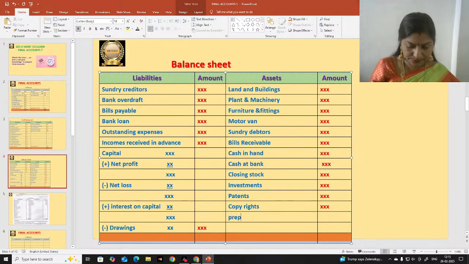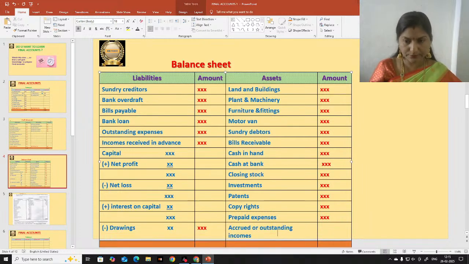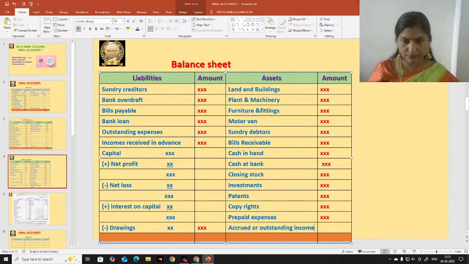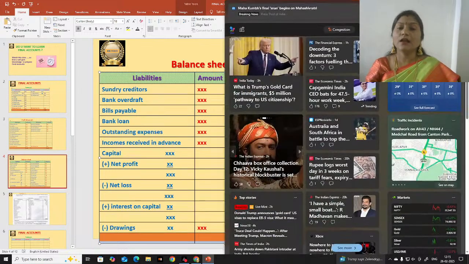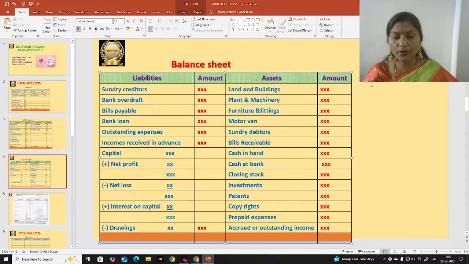Okay, so next, prepaid expenses. Prepaid expenses is an asset. And accrued incomes or outstanding incomes. Accrued or outstanding incomes. This is income, not expenditure. So that is also an asset. Okay, these are compulsory assets that you have to remember.